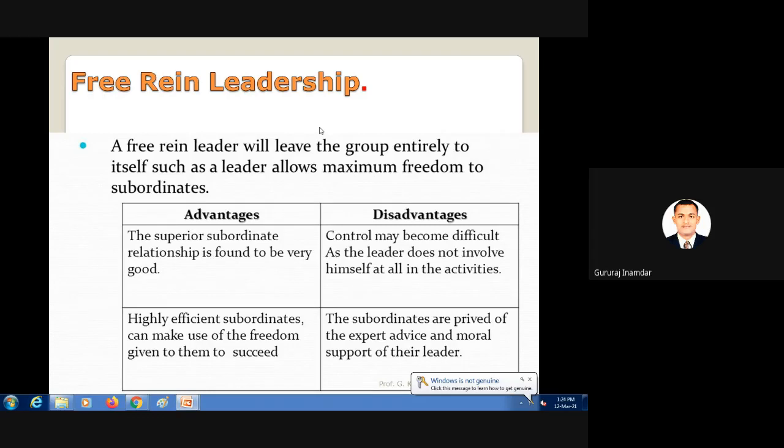Control may become difficult as the leader does not involve himself at all in the activities. Here the leader is not involved. What is the role of that leader? Only to give the target, but what is the procedure? They are not interfering. So that will be very difficult. एखाद्याला काम सांगितलं, आलाच नाही तो 8 दिवस, काय करणार पुन्हा? Definitely the entire work will be stopped. So that is a disadvantage. Control may become difficult as the leader does not involve himself.